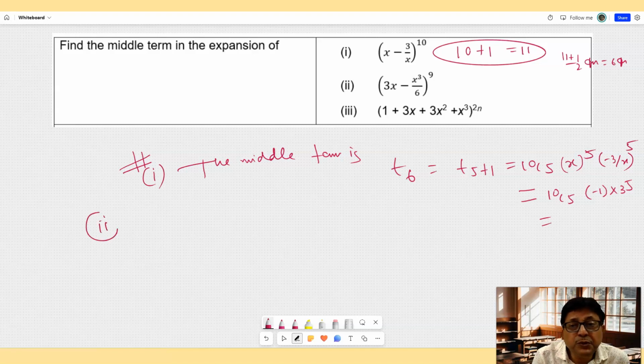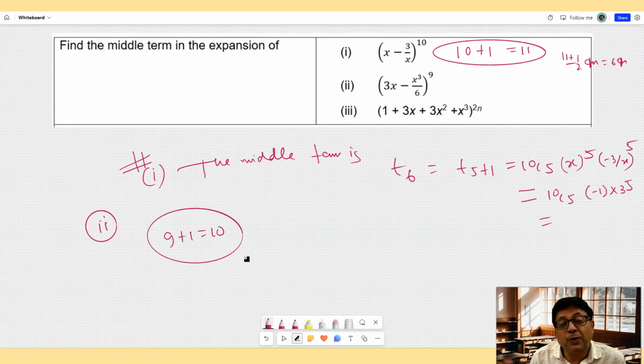How to do number 2? How many middle terms will there be? Here the number of terms after expansion is 9 plus 1. This is 10, so that formula you apply. There are two middle terms. One is T 10 by 2 and the other one is T 10 by 2 plus 1. This is T5 and T6.